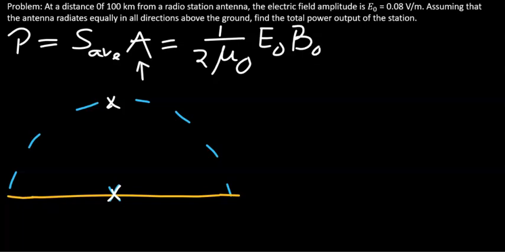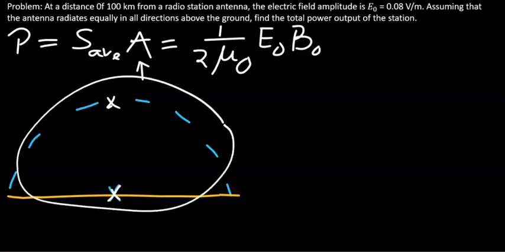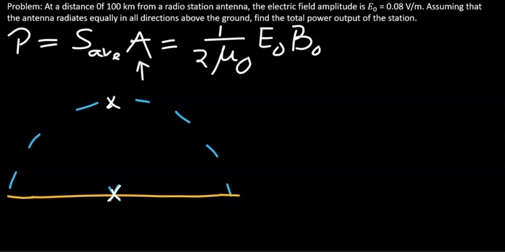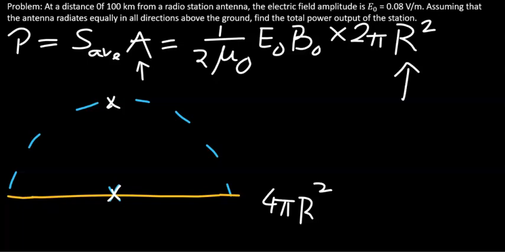Now what about this area? This area is the area of that semi-sphere. This is a three-dimensional radiation. An area of a sphere is given by 4 pi radius squared. So for a semi-sphere, then it is just 2 pi r squared, where r, the radius, is 100 kilometers.